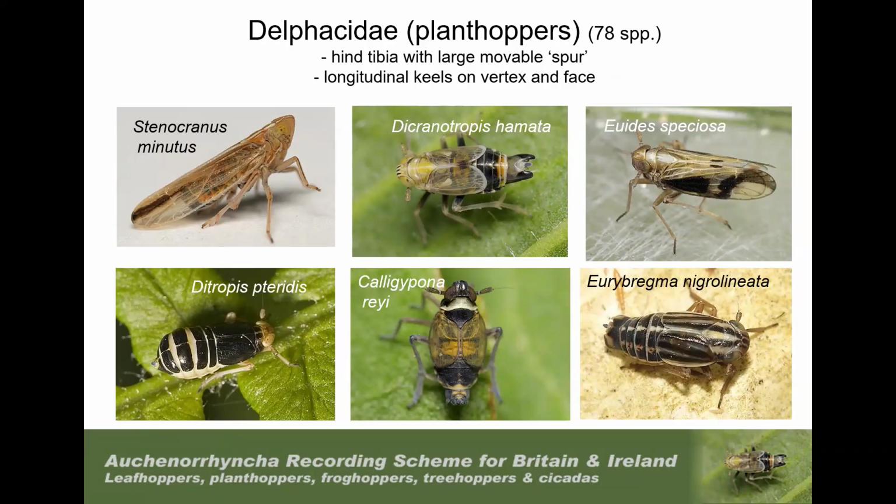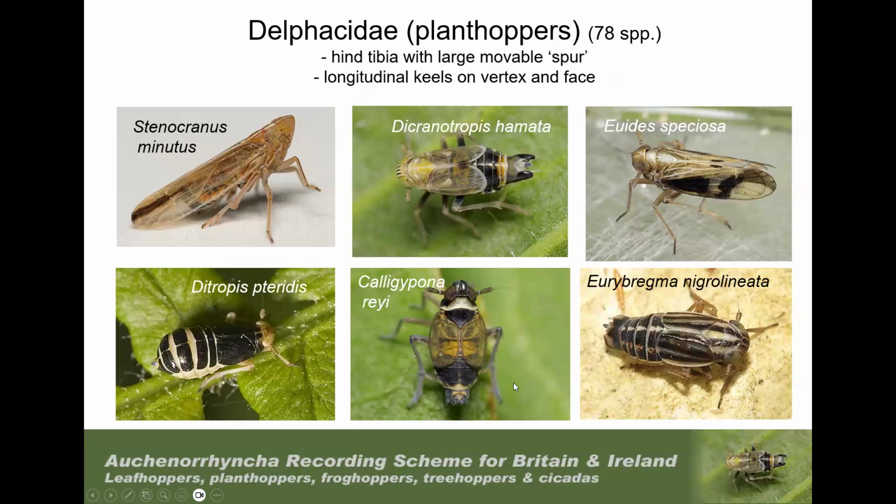Let's now flip over to the Fulgoromorpha side of that table I showed at the beginning and talk about the planthoppers. And the biggest group here is the Delphacidae, nearly 80 species, all of which are recognizable by the fact that they have, as I said before, this inward pointing spur at the end of the hind tibia. And so you can see it in that picture there. There it is again, a little bit blurry, but there it is again down there.